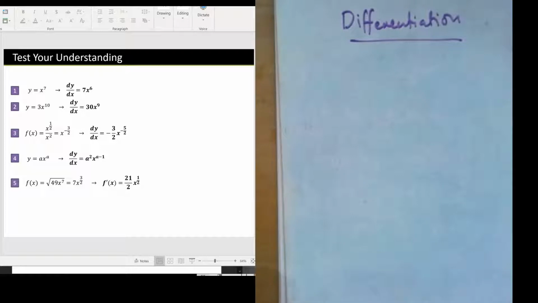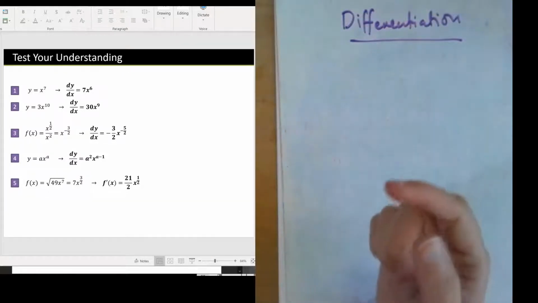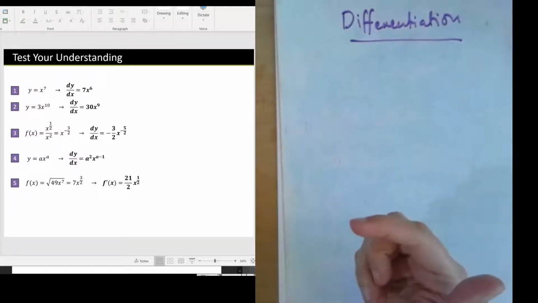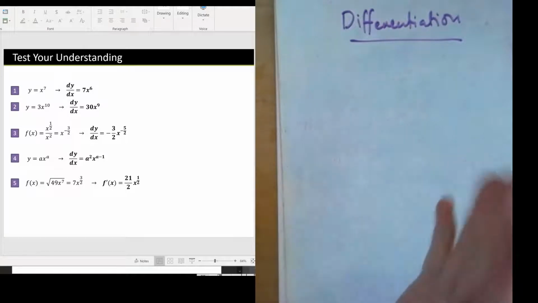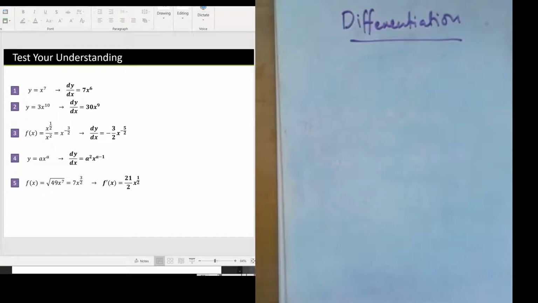So if you simplified all of them, it should have been nice and easy. The one that you may have found a little tricky was number 4, where you basically have a come down, so it will be a times a, and then x to the power of a take away 1. So that would just become a squared. So rather than a, you would have put a squared.